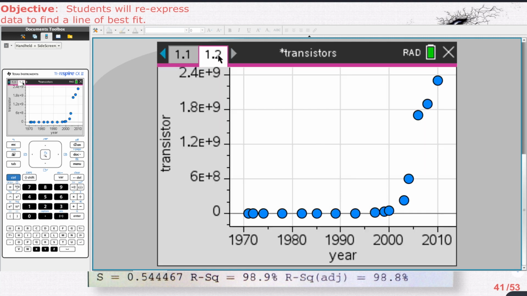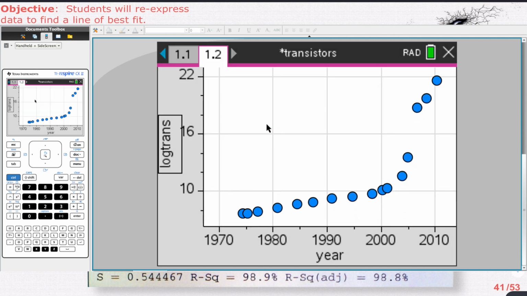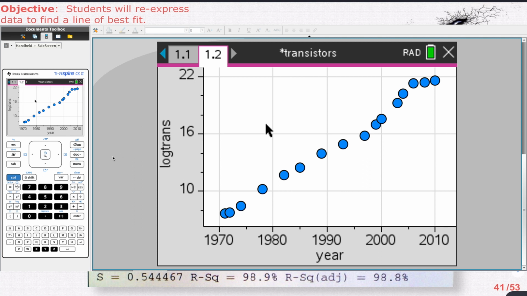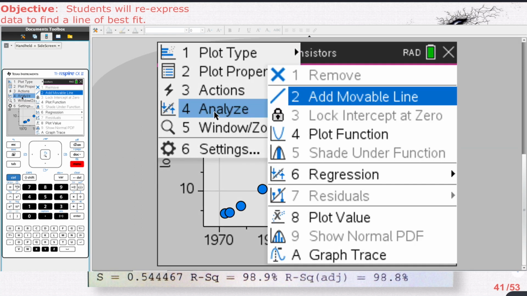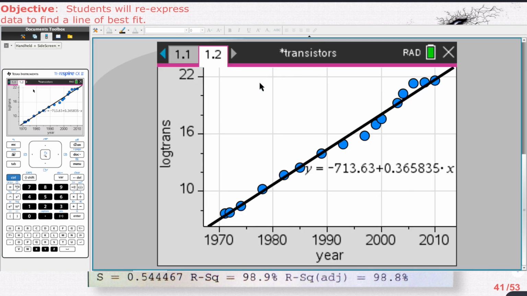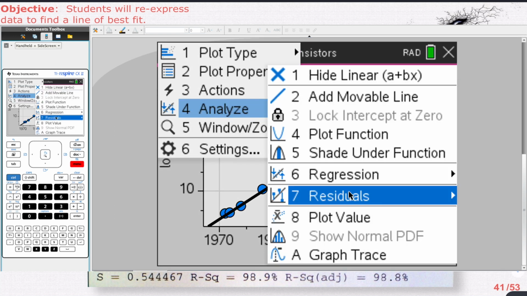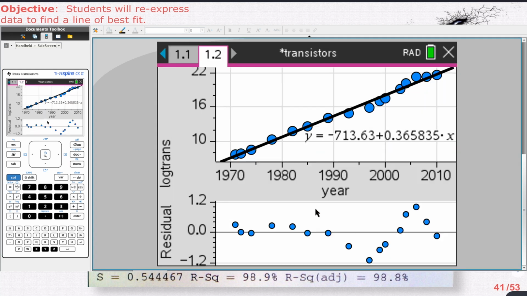When I go over to my scatter plot, instead of having transistors, I'm going to graph log trans, and I'm going to run my linear regression model. And by doing that, I can definitely see that looks like a line. To verify, I'm going to pull up the residual plot. Remember, when I look at the residual plot, I do not want to see a pattern. Now, at the end, it looks a little different.